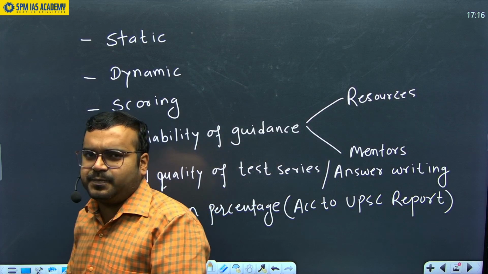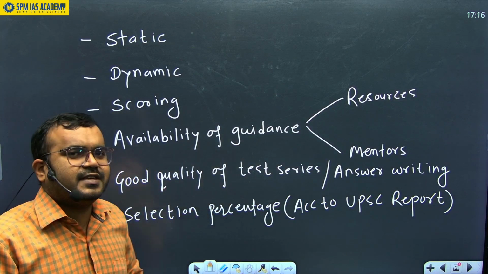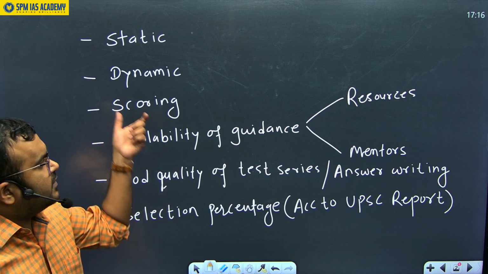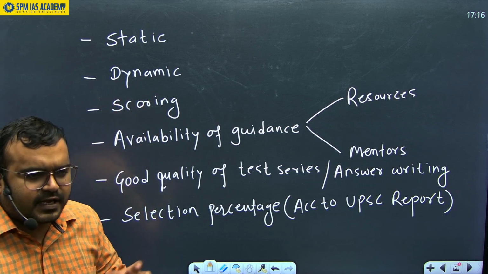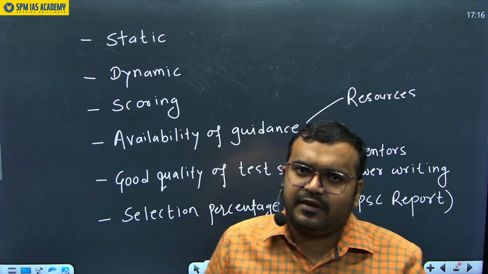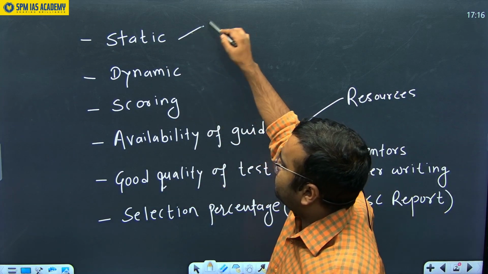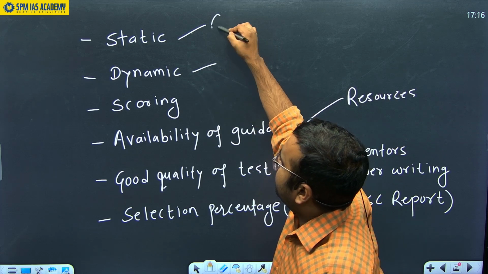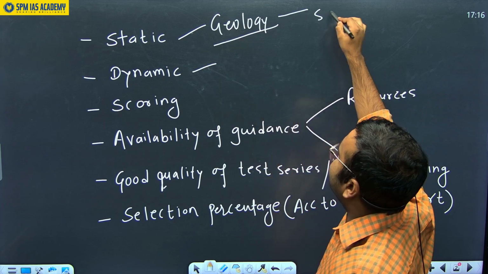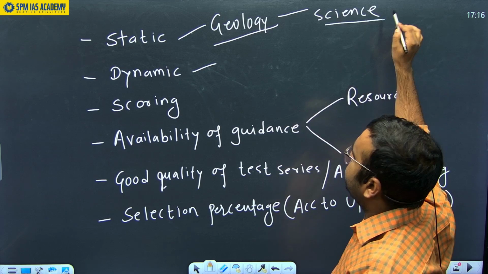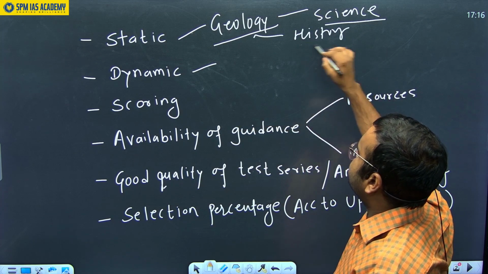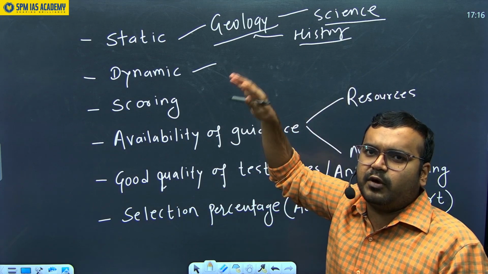Then comes another aspect: whether your optional is a static one or a dynamic one, where the role of current affairs is much more than in your static syllabus. A very good example of a static optional syllabus is geology, where not much is changing. Similarly, science-related optionals such as physics, chemistry, or another good example, history, so that if you are making notes or studying that subject, you do not have to update it on a regular basis.